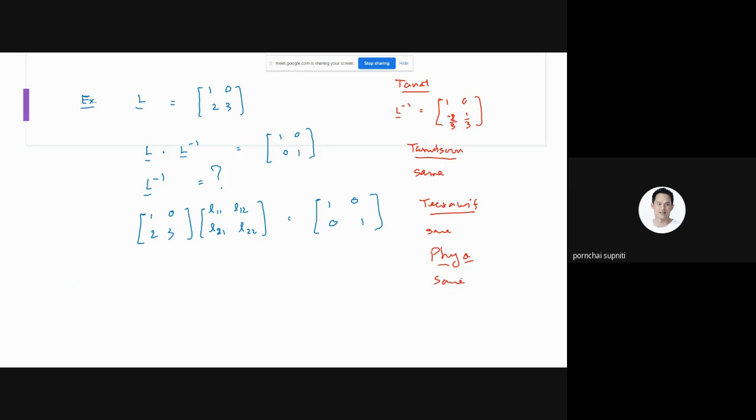Okay, so I guess in this case there's only one inverse, right? As stated by all of you, the inverse in this case is 1, 0, minus 2/3, 1/3. It is also a lower triangular matrix.